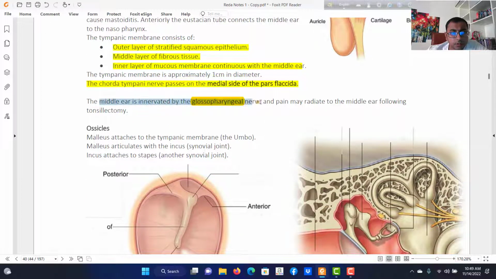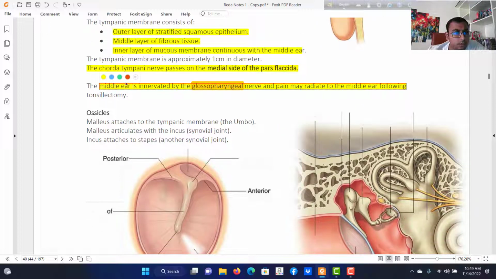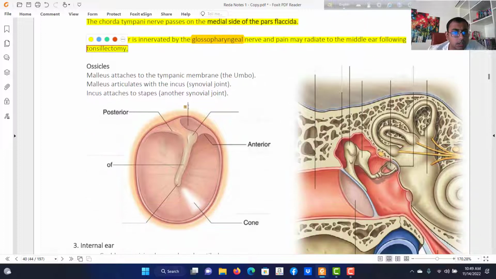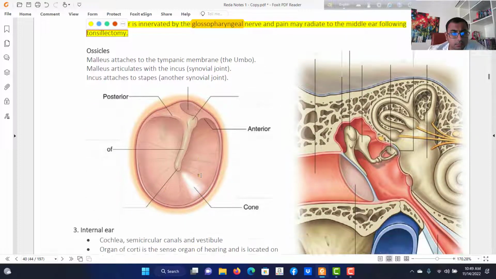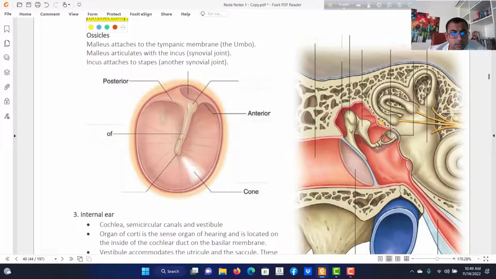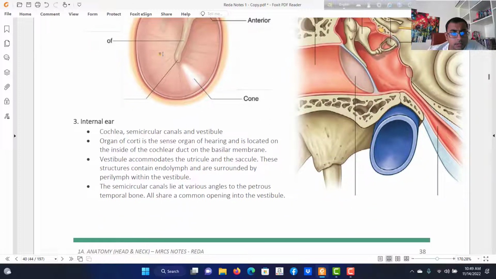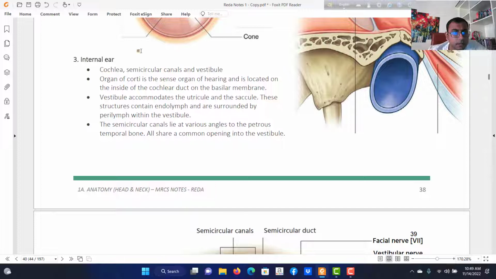The middle layer is innervated by the glossopharyngeal nerve. Pain may radiate to the middle ear following a tonsillectomy operation. So this is the tympanic membrane. So this is the handle of the malleus. This is the membrane. So, internal ear: cochlea, semicircular canals, and vestibule.